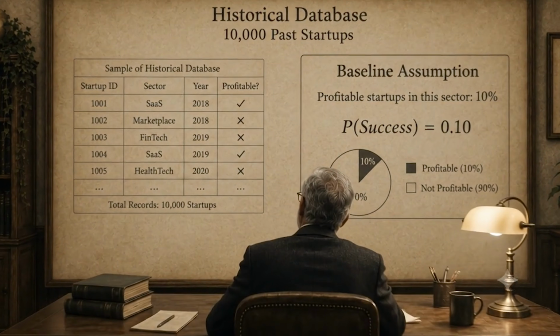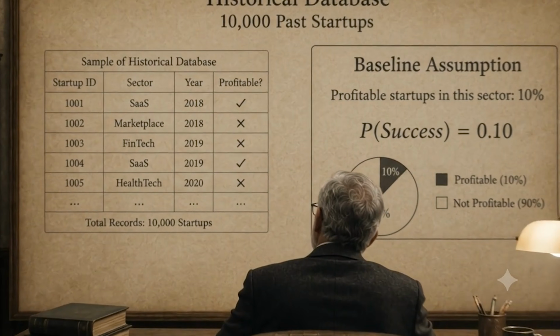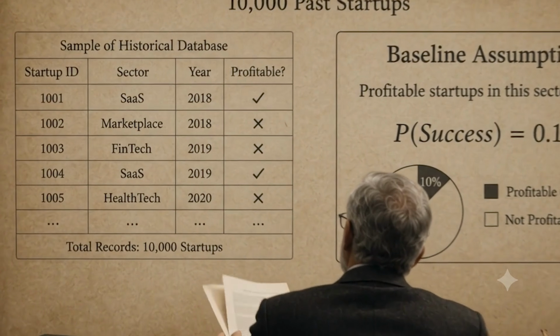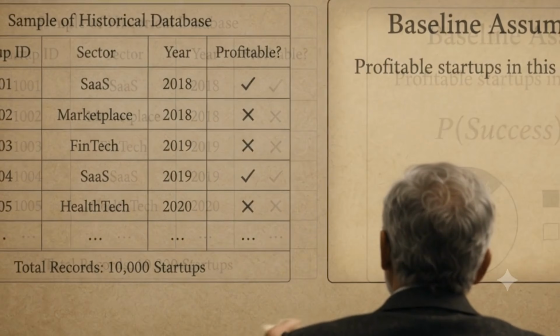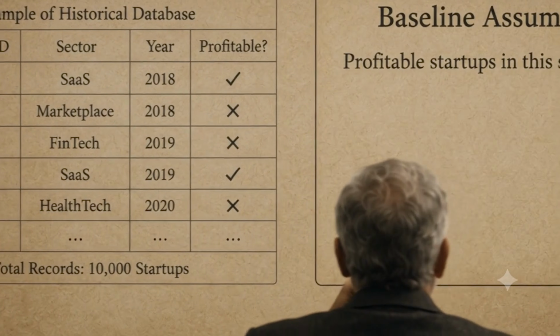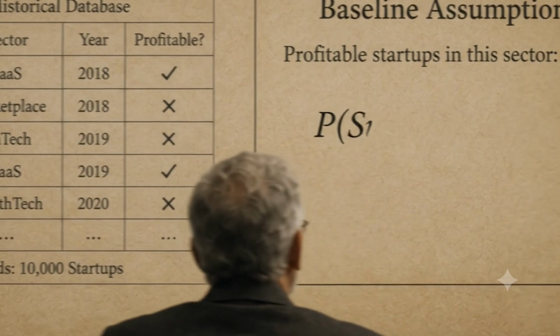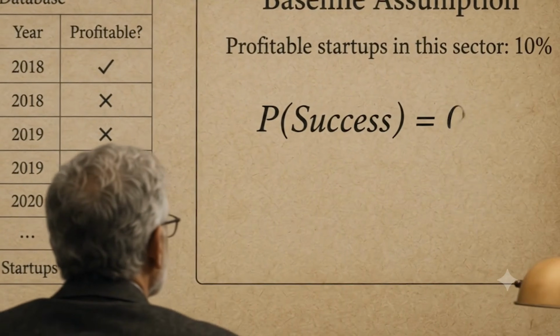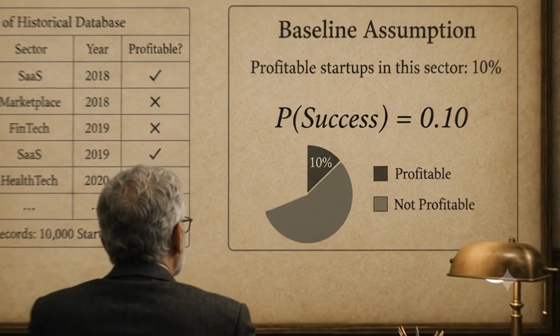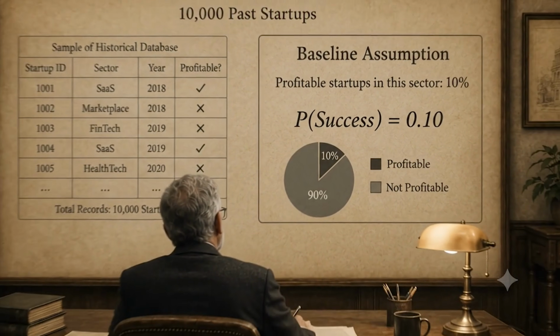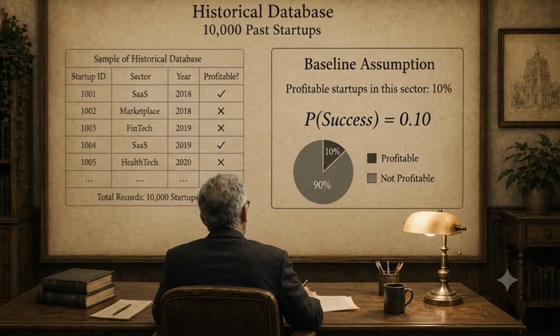You look at the complete picture. You pull up your firm's historical database of 10,000 past startups and you run the numbers through Bayes Theorem. To do this, first you need your baseline assumption. Historically, what percentage of startups in this specific sector actually become profitable? Let's say your hypothetical database shows it is around 10%. So, the probability of success or P of S is 10% or 0.10.